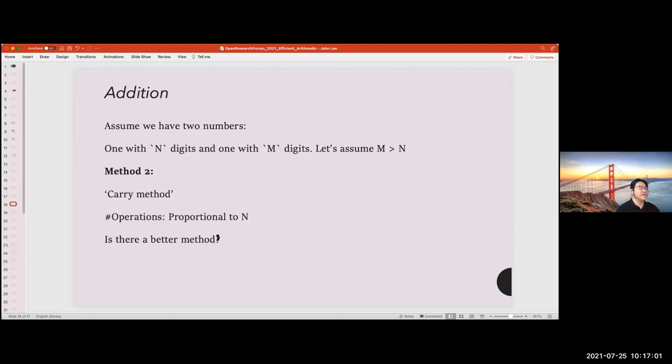So people thought, is there a better method? And then they quickly came to realize that no, there is no better method than having the number of operations proportional to n, just because we would have to look at every digit to add numbers together. If it's not proportional to n, then we're not looking at every digit when adding two numbers together, and that's not good. We're never going to get a correct result if we don't look at every digit. So for addition, proportional to n, the carry method, is the best.